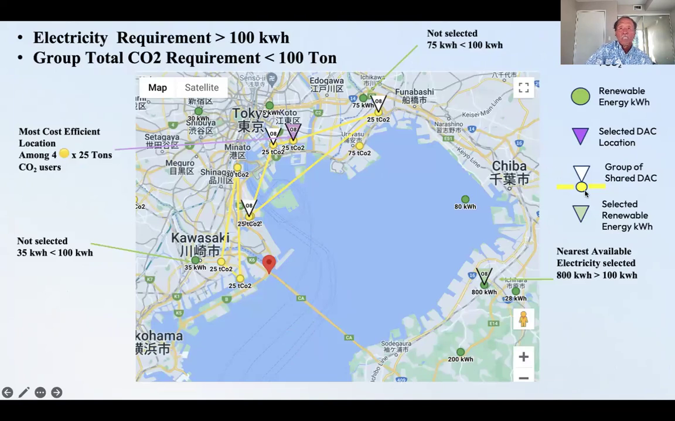Yellow dots are the concrete companies located here, 1, 2, 3, 4, and everywhere. Each plant has a maximum capacity or requirement of 25 tons of CO2 each, and that itself is in the 100-ton unit. So if we combine 1, 2, 3, 4 together, a total of 100 tons of CO2 is needed, and we can put one DAC somewhere. But where? Here, here, here, or here?